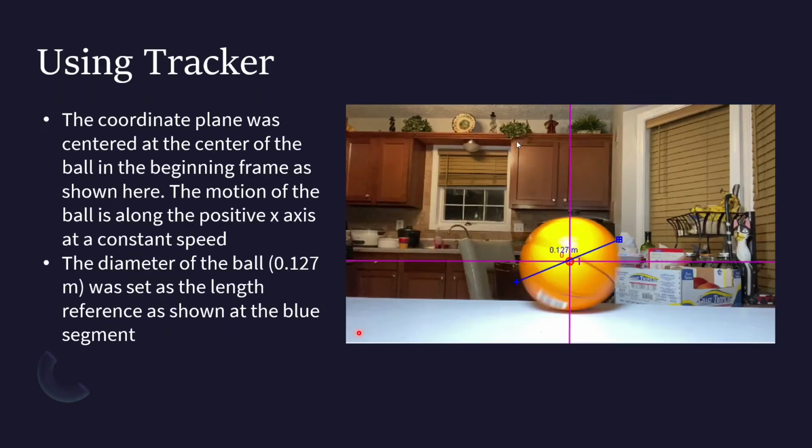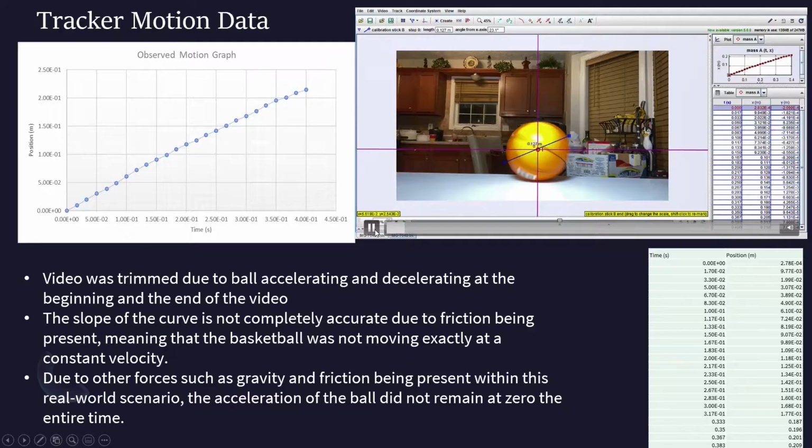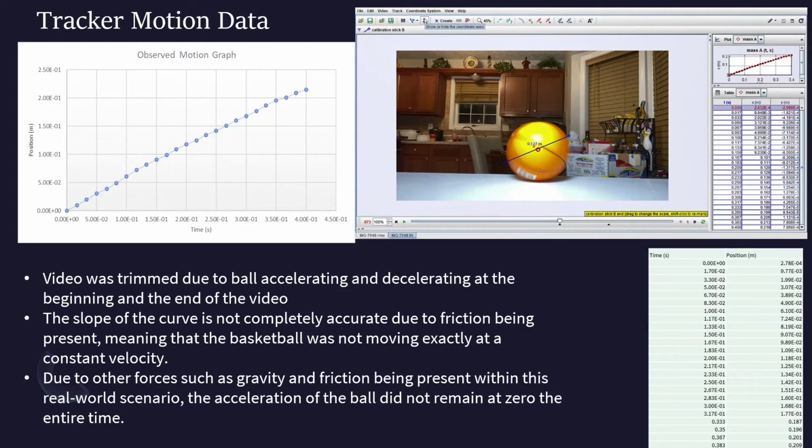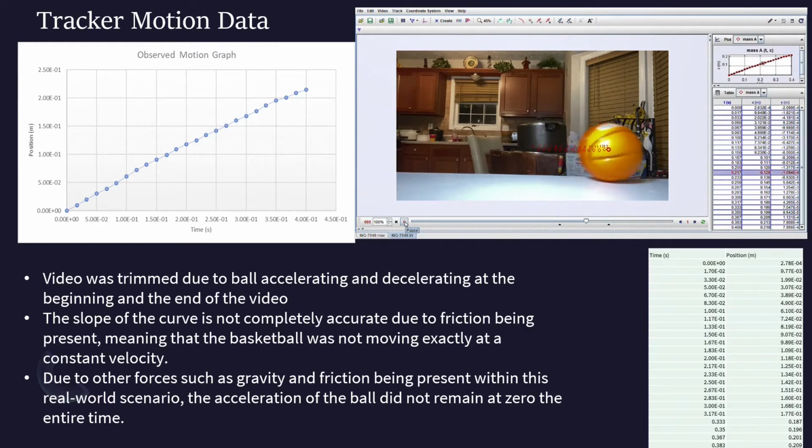When using the Tracker application, I set the coordinate plane centered at the center of this ball in this beginning frame here. And I also set the diameter of the ball as the length reference, as shown by the blue segment here. The video in the top right showcases the movement of the basketball in the positive x direction at a constant velocity. The center of the ball was marked at each frame point to measure the position over time, which is then used to calculate the velocity.